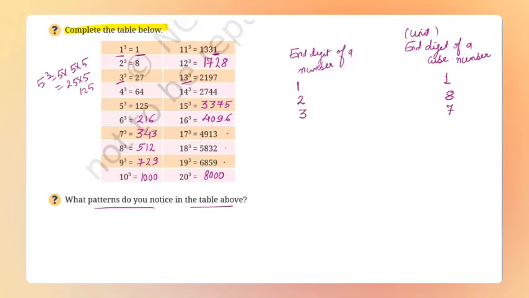Then if you have the end digit of the number as 4, you get the end digit of the cube as 4 only. For 5, it is 5. For 6, it is 6. For 7, like 7 cube and 17 cube, the end digit or the unit place of the cubic number is 3. For 8, like 8 cube and 18 cube, the unit place of the cubic number is 2. For 9, it is as good as 9.